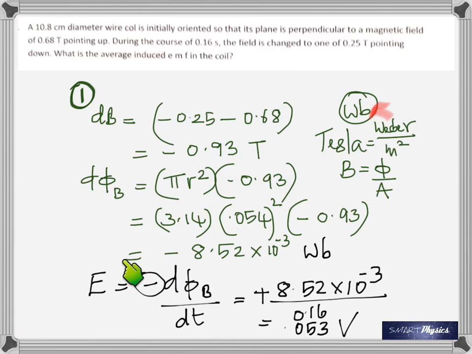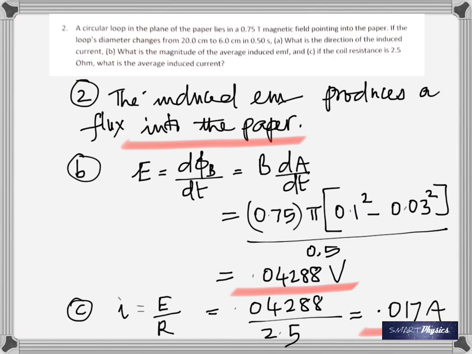And then by Faraday's law, E is minus of the change in flux by the time. The two negatives make a positive, and you get the answer as 0.053 volt. Now in this question, you can see that the diameter changes. It actually decreases from 20 to 6.